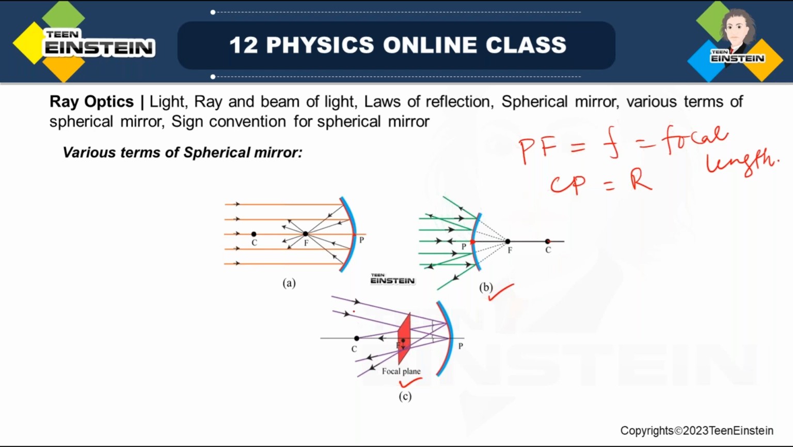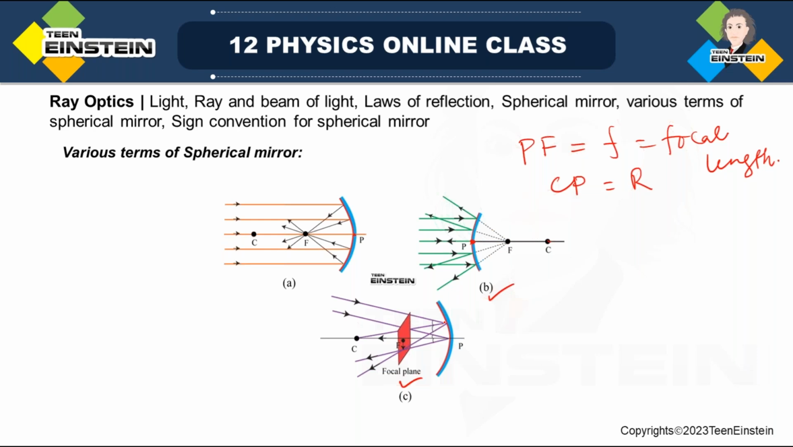When a parallel beam gets reflected from the mirror, they either converge to a point on the principal axis, or they may appear to diverge from a particular point on the principal axis, which is actually the focus. So a parallel beam after reflection either converges on the focus or appears to diverge from that particular focus.